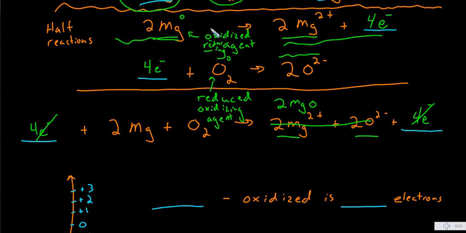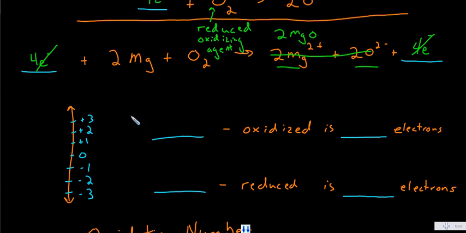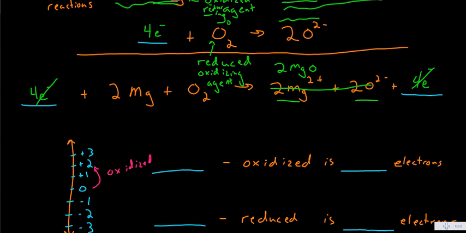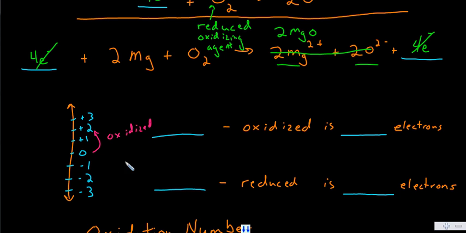So take a look at magnesium here. Magnesium went from 0 to 2+ when it released electrons. Magnesium went from 0 to +2 when it was oxidized. In fact, when you go up this number line, you are oxidized. And you'll see that oxygen went from 0 to 2- when it absorbed electrons, when it was reduced. To go down the number line means something is reduced. Okay?